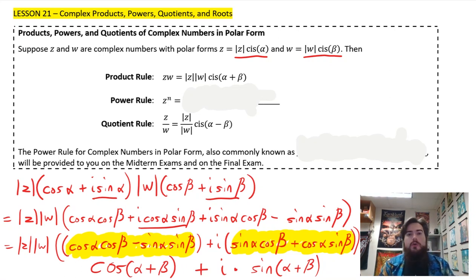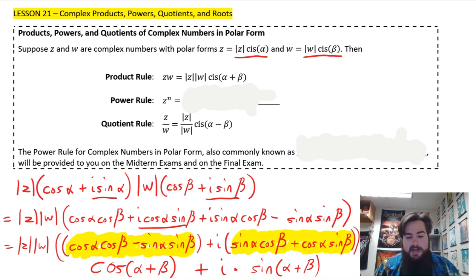The quotient rule would be the same application of this process, except all that would happen here is that the angle measure of beta would be considered negative in this case. So instead of multiplying the two moduluses, you're going to be dividing them. And instead of adding the two angle measures, you're going to be subtracting the first minus the second. That's where the quotient rule comes from.